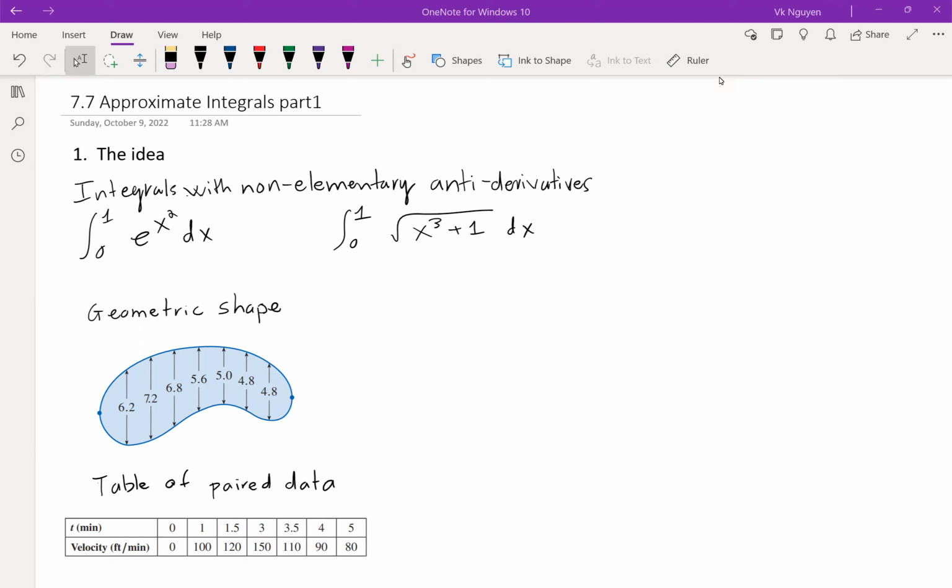Number 1, the idea. There are a few reasons why we need to approximate the integral. The first one is we have integrals with non-elementary antiderivatives, such as the integral from 0 to 1 of e to the x squared dx. There is no antiderivative of e to the x squared. Similarly, the integral from 0 to 1 of the root of x to the power 3 plus 1 dx, we don't know any elementary antiderivative of x to the 3 plus 1. We can solve this problem later on, but for now, it has to be the approximation that will get us to the answer, very close to the actual answer.